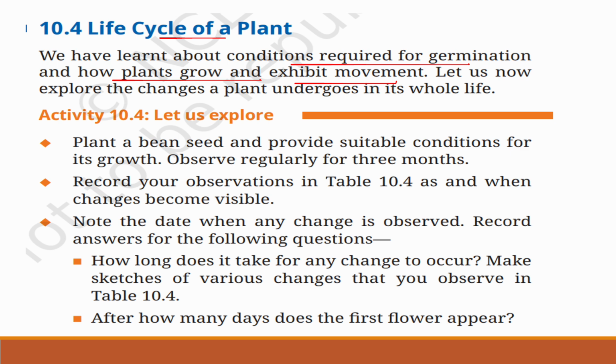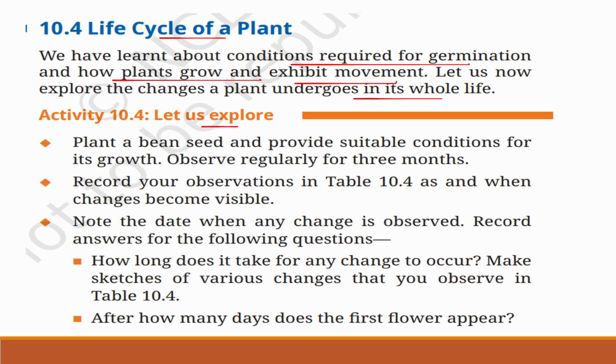What is germination? Germination is a process by which a seed grows into a seedling. Then, what are the conditions required for germination? To germinate, a seed needs the right conditions: water, oxygen, temperature, and sometimes light. We already studied these things, and how plants grow and exhibit movement. Now we will explore the changes a plant undergoes in its whole life.